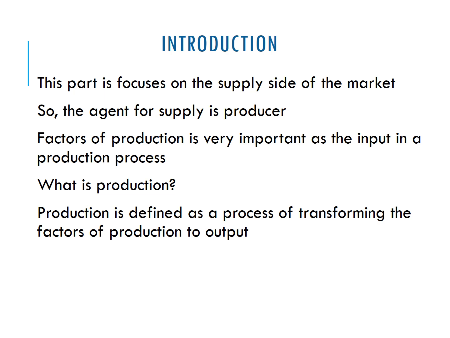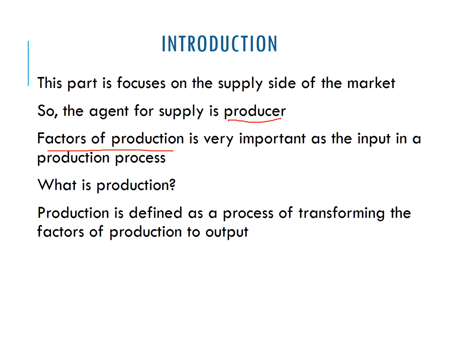Introduction. This part is focused on the supply side of the market. So the agent for the supply is the producer, or the supplier, or the firm. Factor of production we recall as resources or input. It's very important in a production process. Factor of production is land, labor, capital, and entrepreneur, if you still remember in chapter 1.